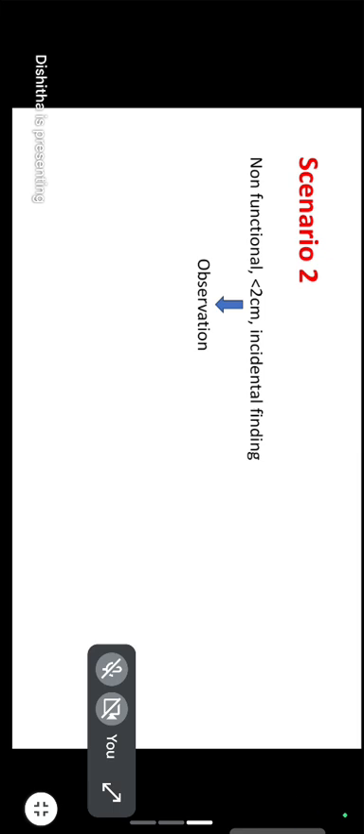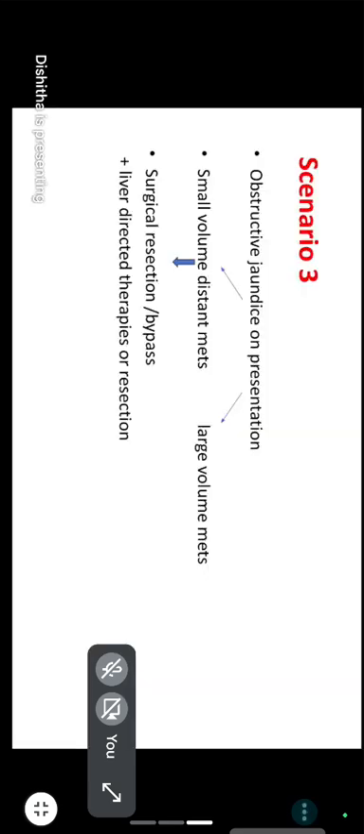In case 2, if it is a non-functional tumor less than 2 centimeters that is incidentally detected, it is observed. If a patient presents with obstructive jaundice but has small-volume distant mets, in that case we can do the surgical resection and also liver-directed therapies or resection of the liver mets at the same time.